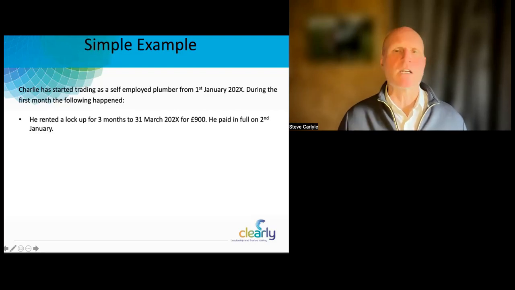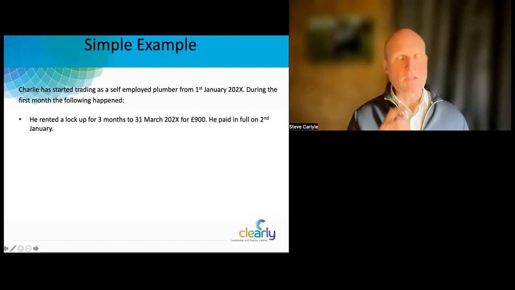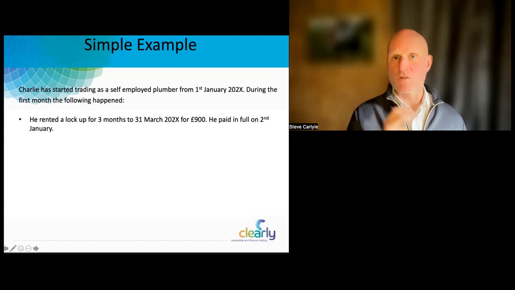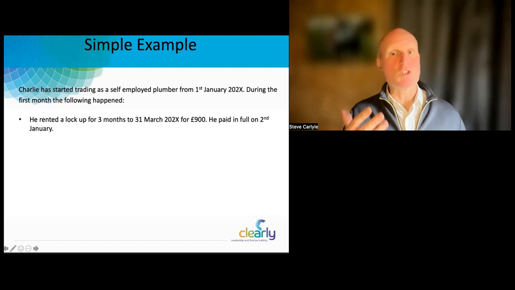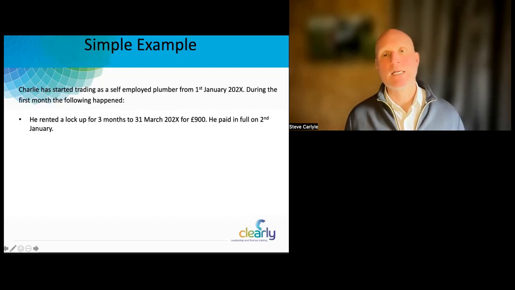So he rents this lockup, and his landlord says, I want £900 in advance. So in January, pay me £900, but that rental payment is for January, February and March. So we've paid £900, but it's for 3 months. Effectively, the rent is £300 a month. We just happen to have paid it all in the first month.